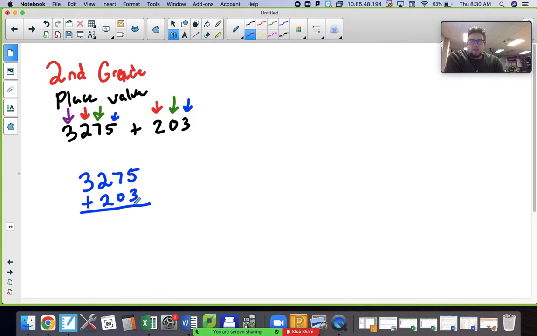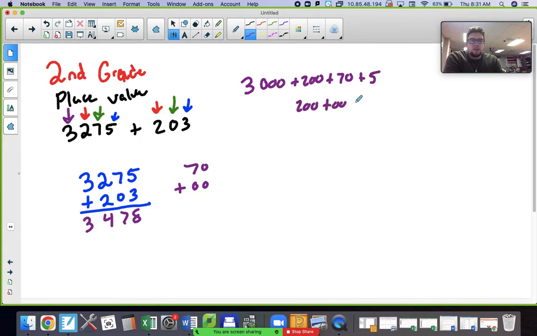So 5 and 3 in the ones place gives us that 8, 7 plus 0. So we're really adding 70 plus nothing in the tens place. That's how we get the 7 for 70. And then 200 and 3,000. If we were to expand it out, 3,000, we have the 200, we have the 70, we have the 5. The bottom number is the 200. We have nothing in the tens and 3 in the ones, and we could add appropriately.